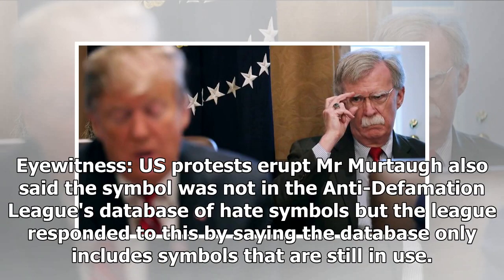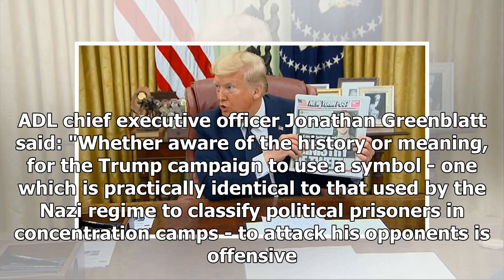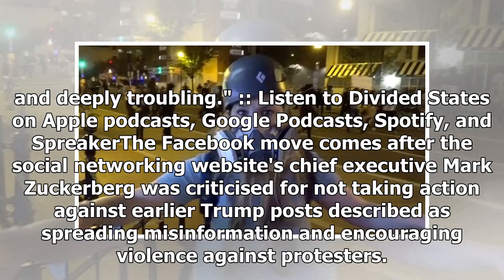Mr. Murtaugh also said the symbol was not in the Anti-Defamation League's database of hate symbols, but the league responded to this by saying the database only includes symbols that are still in use. ADL Chief Executive Officer Jonathan Greenblatt said, "Whether aware of the history or meaning, for the Trump campaign to use a symbol, one which is practically identical to that used by the Nazi regime to classify political prisoners in concentration camps, to attack his opponents is offensive and deeply troubling."